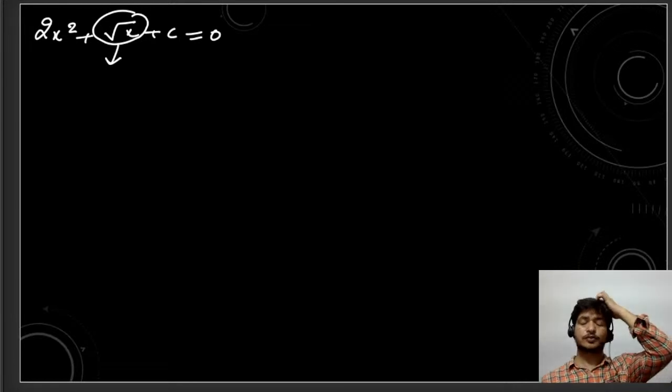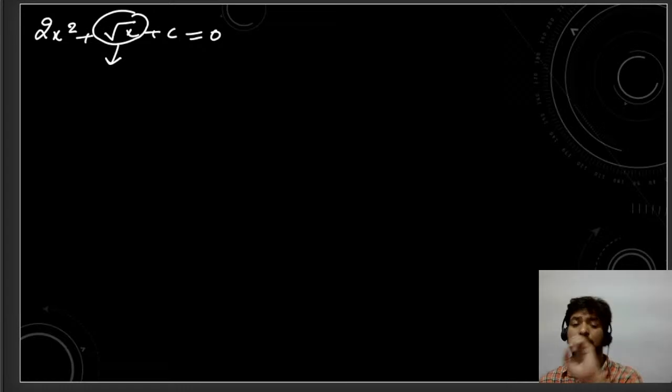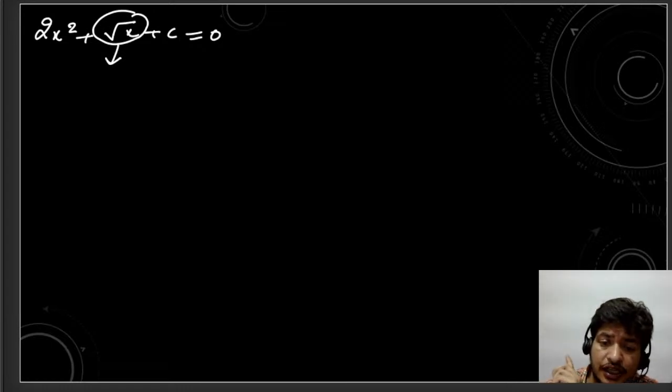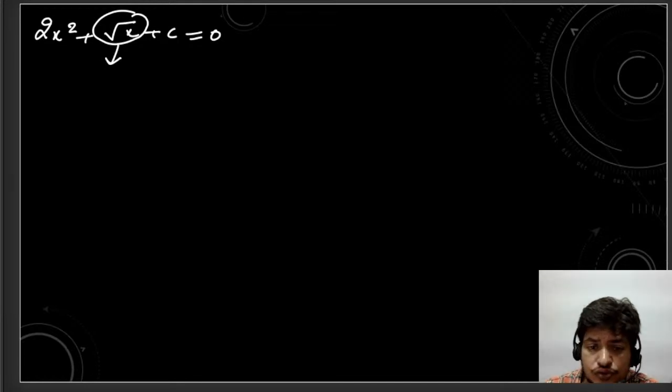Since we are having x to the power 1 by 2, what can we say about this? This one will not be termed as a quadratic equation. Why? Because here we are having the value as x to the power 1 by 2. So this will never be a quadratic equation.